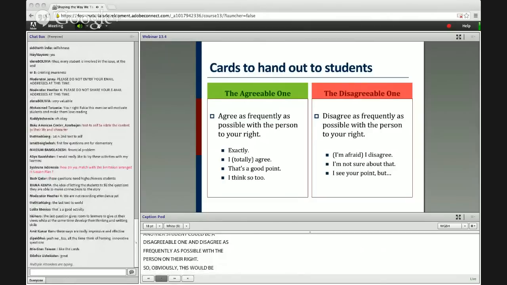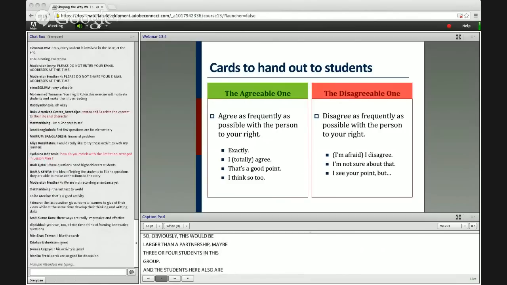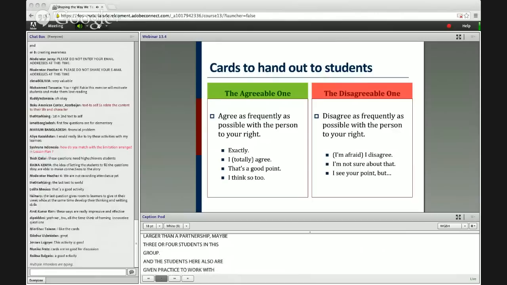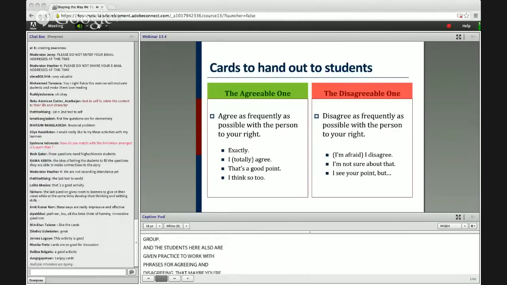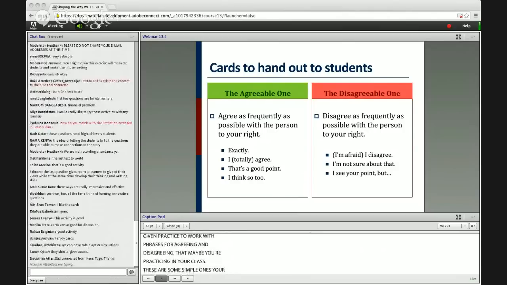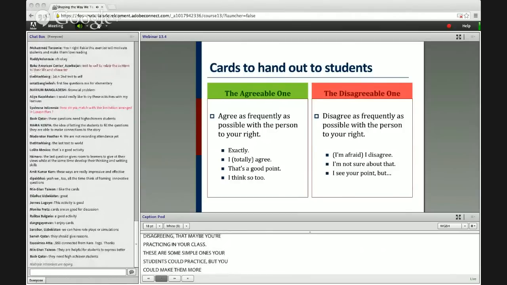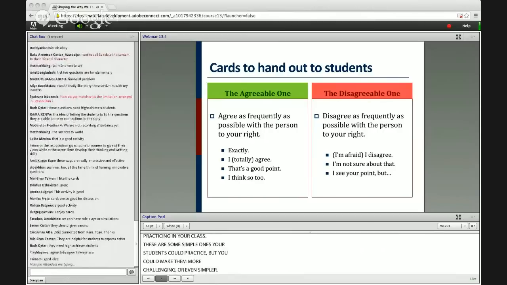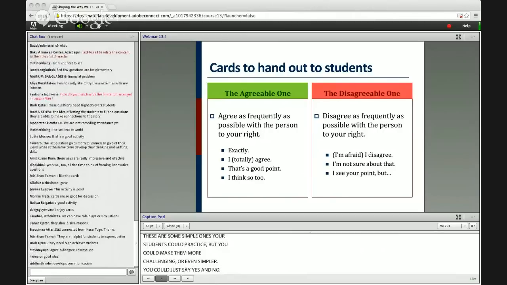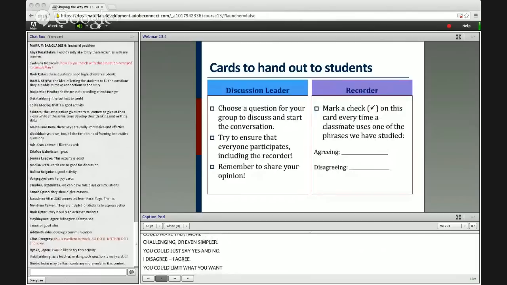And the students here also are given practice to work with phrases for agreeing and disagreeing that maybe you're practicing in your class. These are some simple ones that your students could practice, but you could make them more challenging or even simpler. You could just say yes and no. I disagree, I agree. You could limit what you want them to discuss. And then 2 other group members could be called the discussion leader and the recorder.